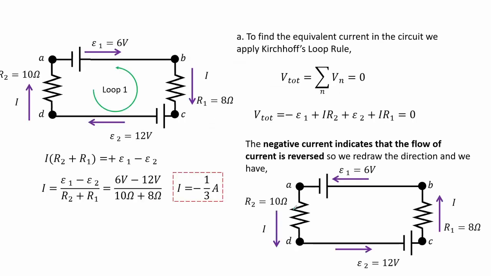For letter A, we find the equivalent current in the circuit. We apply Kirchhoff's loop rule as shown in the equation here. We sum the potentials in the loop with their corresponding signs using the sign convention. The negative current indicates that the flow of current is reversed, as shown by the resulting value, which is 1/3 ampere. So to correct this, we reverse the assumed direction as shown in the second figure.